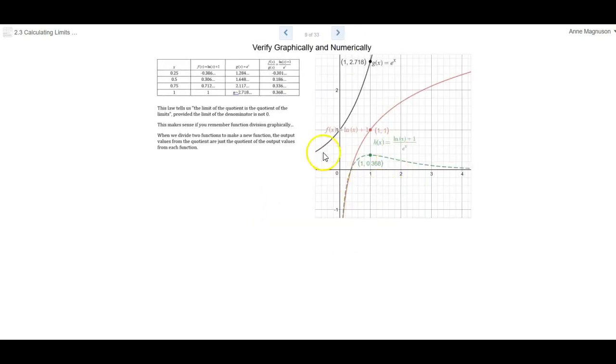Here we feel a little bit better verifying it graphically and numerically because e is not kind of a natural thing that we're used to working with every day. So this dashed graph is the quotient, and you can see that as x approaches 1 from the left and right, the y value is 0.368.